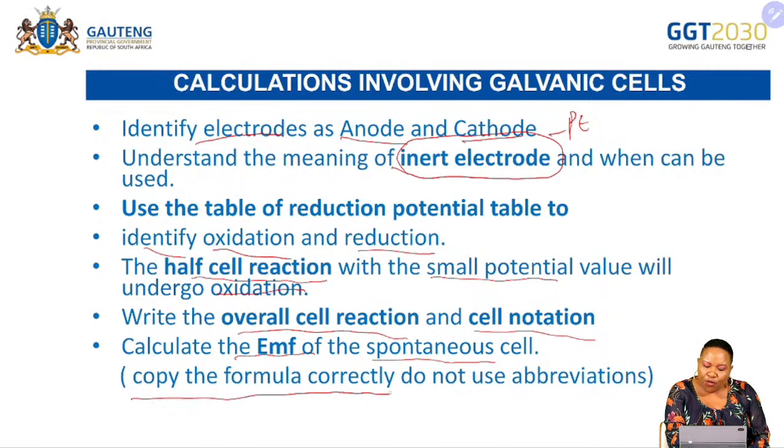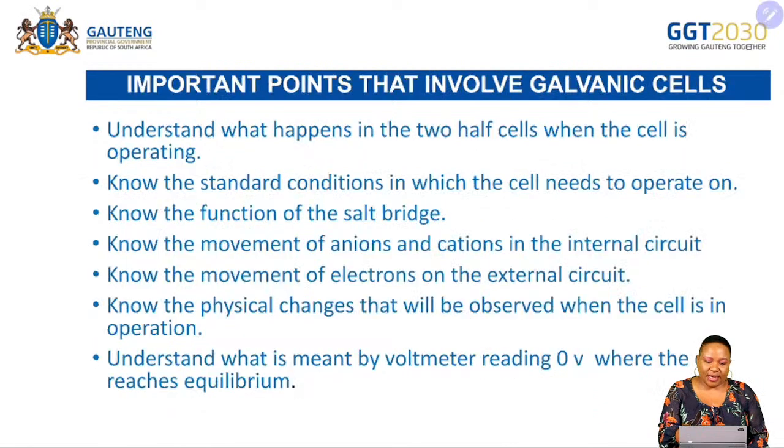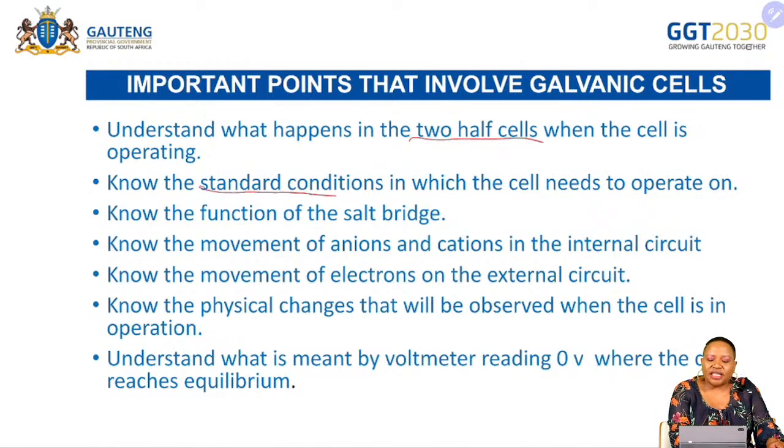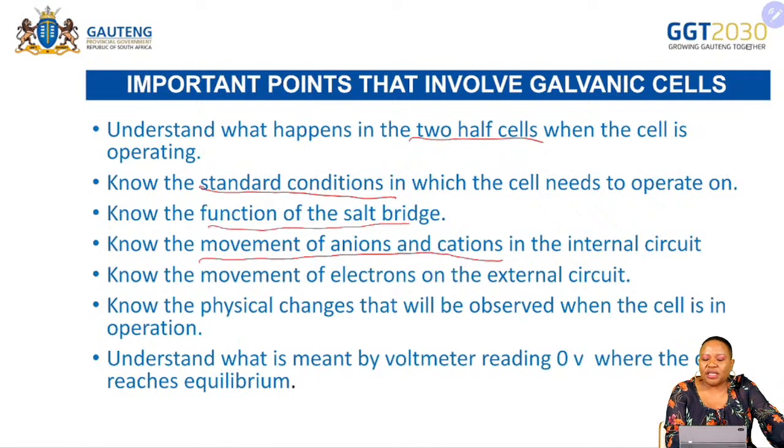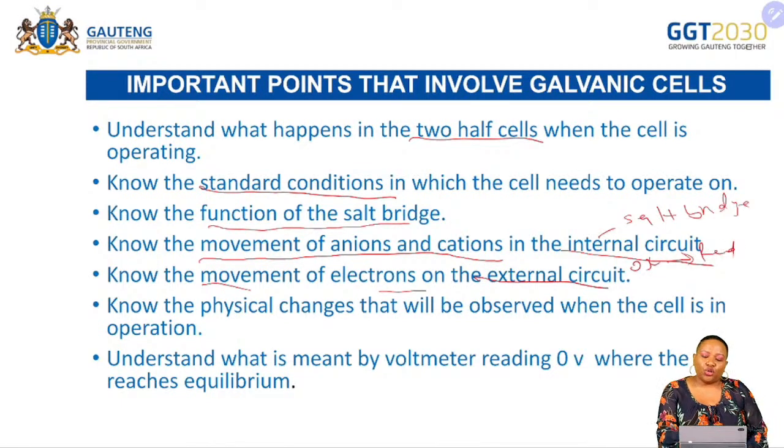Make sure that we copy formulas correctly from the data sheet without using abbreviations. That was emphasized. Now, we are also going to understand what happens to the two half cells, which is oxidation and reduction. Know the standard conditions, which is temperature, concentration, and pressure where there are gases. And then the function of the salt bridge, movement of ions, which are anions and cations in our internal circuit in a salt bridge. And then also know the movement of electrons in the external circuit, where we know that they will move from the oxidation side to the reduction side, or from the anode side to the cathode side.